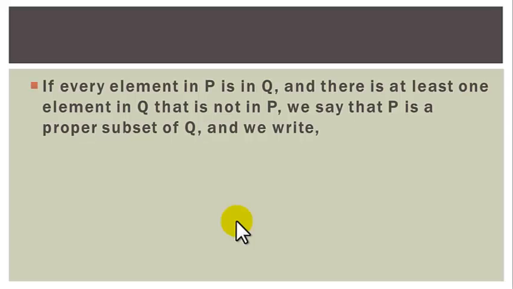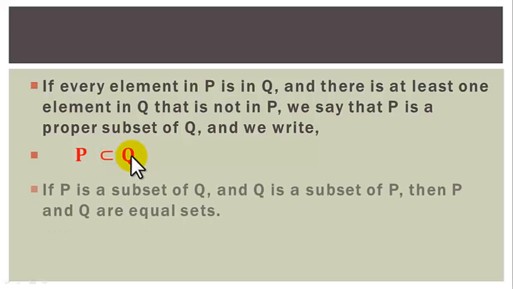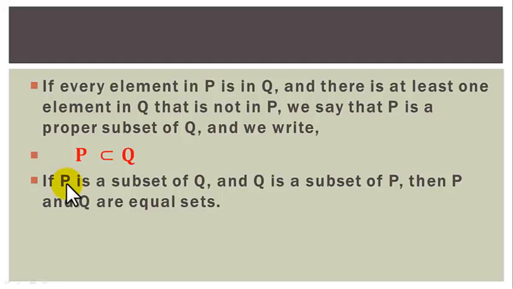If every element in P is in Q, and there is at least one element in Q that is not in P, we say that P is a proper subset of Q. And we write this. We read this as P is a proper subset of Q. If P is a subset of Q and Q is a subset of P, then P and Q are equal set. That is, P is equal to Q.